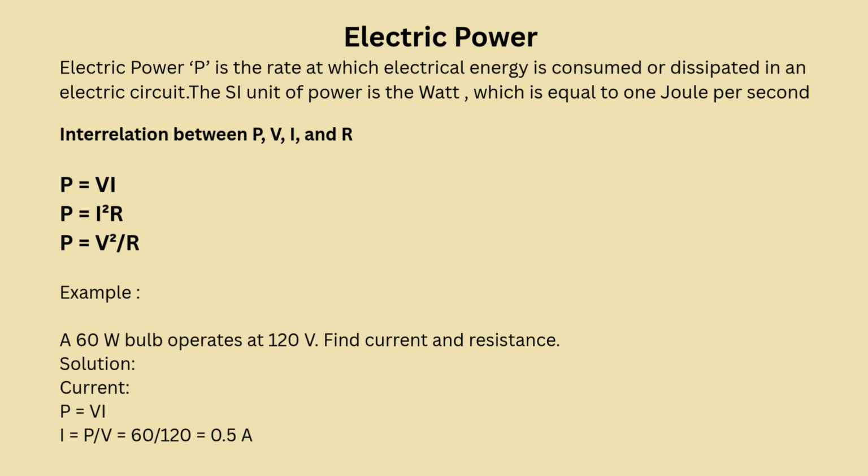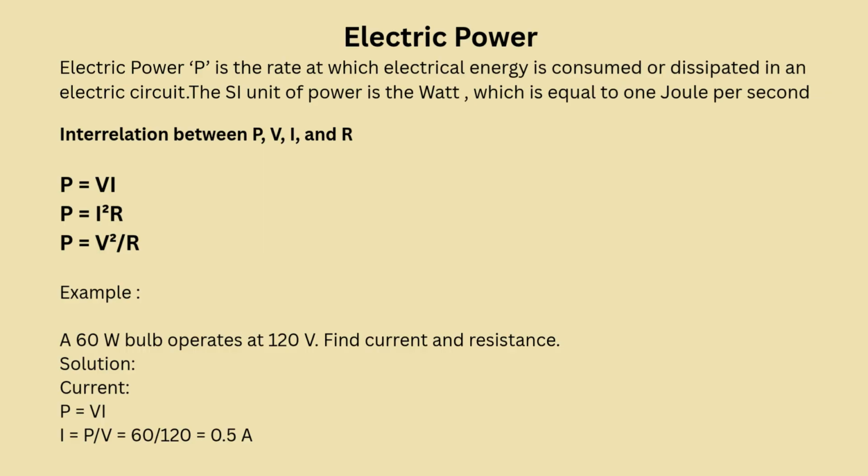Electric power. Electric power, P, is the rate at which electrical energy is consumed or dissipated in an electric circuit. The SI unit of power is the watt, which is equal to 1 joule per second. Power, voltage, current and resistance are interrelated. Formulas are derived from Ohm's law and the definition of power. Power is voltage times current. Also power is V² by R, where V is voltage and R is resistance.